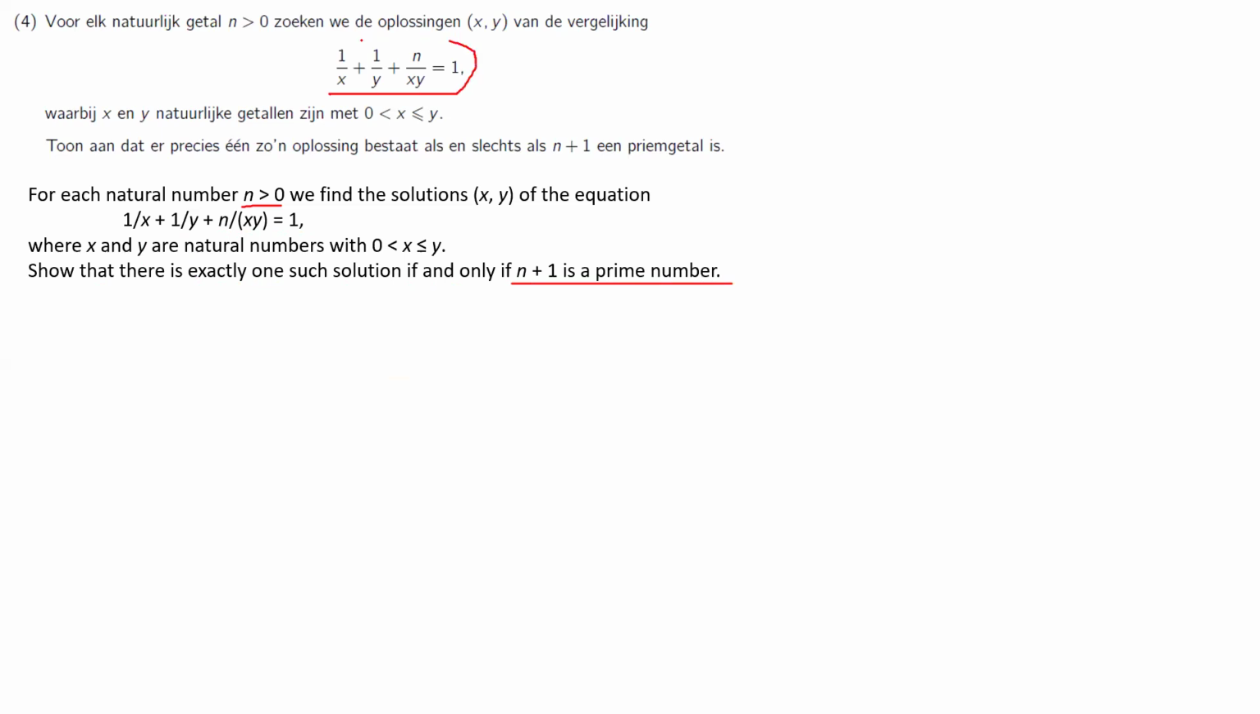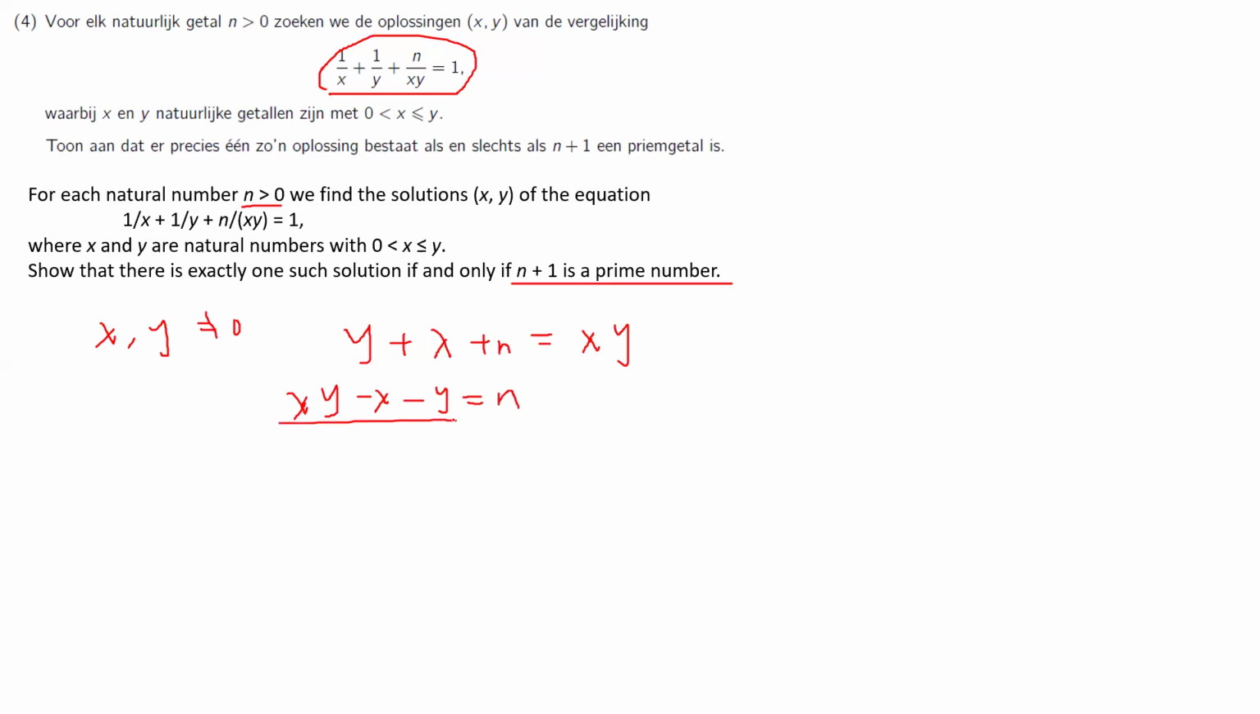The first step, we just rearrange the equation by multiplying x, y on both sides, because x and y are non-zero, since they are denominators. So we can just multiply x, y on both sides. It gives us y plus x plus n equals x y. And with some rearrangement, x y minus x minus y equals n.